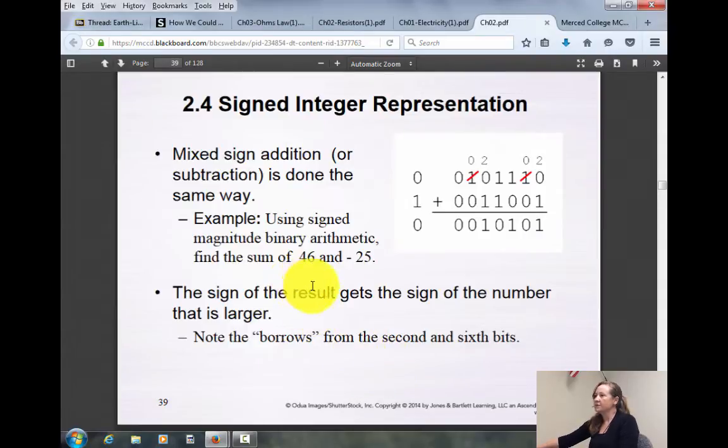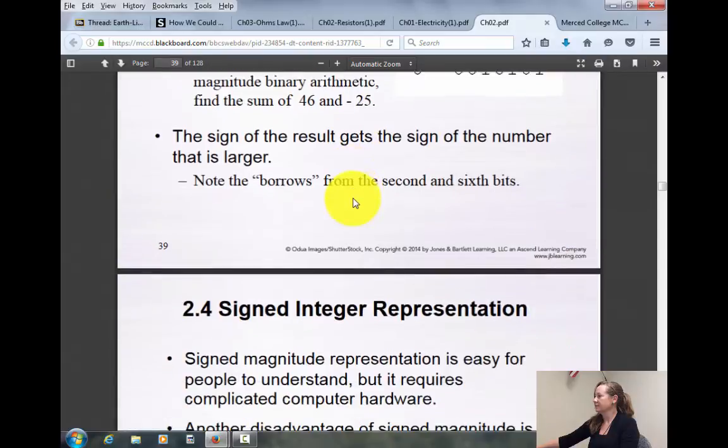So here they're talking about how you can borrow. Okay, now why would you need to borrow here? Because the bottom number is a negative number. And so they're actually subtracting this number from the top number.